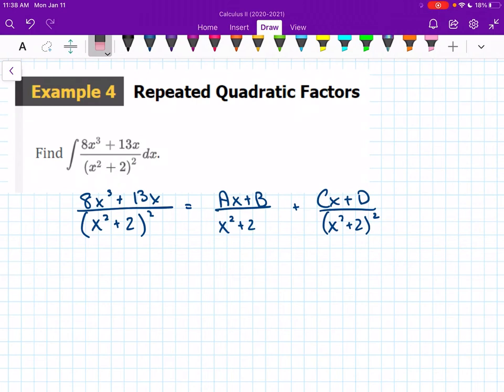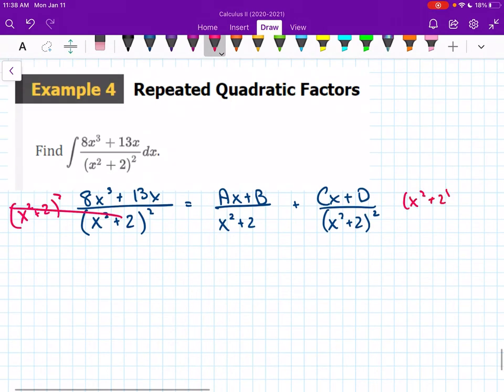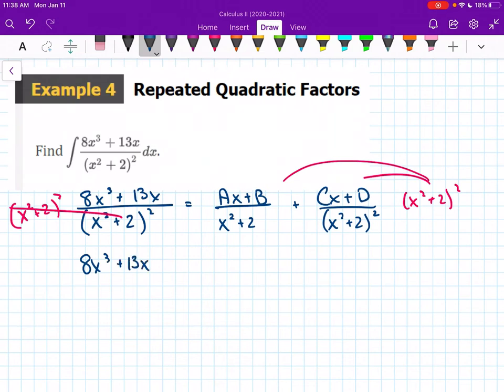Okay, so then for this one, I'm going to multiply both sides by (x squared plus 2) quantity squared, so it cancels here. And I'm going to distribute it. So once I do that, I'm going to have my 8x cubed plus 13x equals (ax plus b) times (x squared plus 2). And then my entire denominator will cancel on this cx plus d.